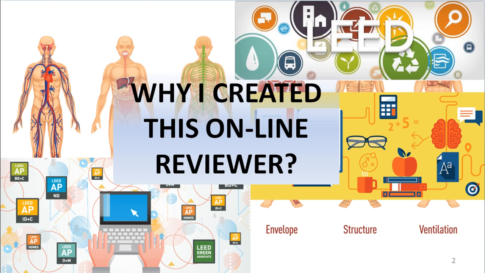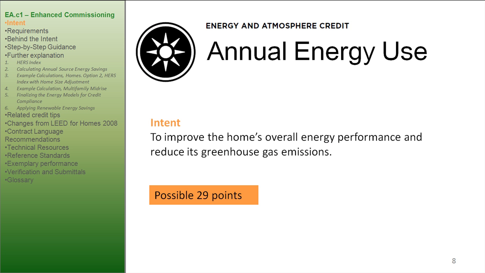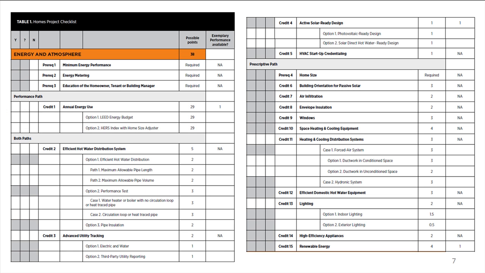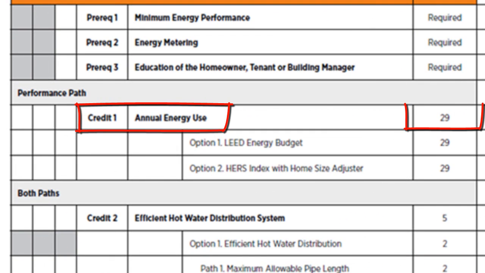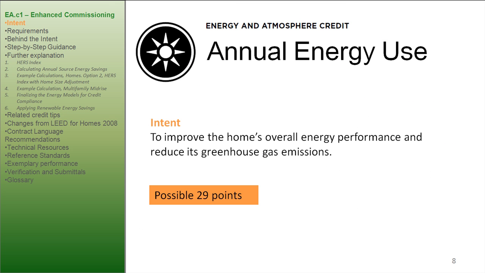These are the LEED credit categories. In my previous video, we discussed the last Energy and Atmosphere prerequisite, the home size. Now we will proceed to the first EA credit, the annual energy use. Annual energy use is the first credit of Energy and Atmosphere. It is under the performance path. Energy and Atmosphere Credit 1.